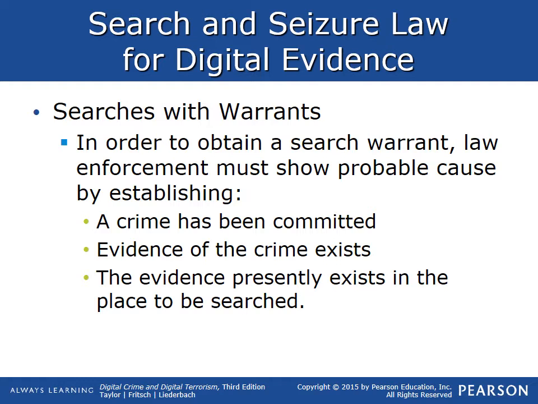Searches with warrants. In order to obtain a search warrant, law enforcement must show probable cause by establishing a crime has been committed, evidence of the crime exists, and the evidence presently exists in the place to be searched. You think about this, it only makes sense. I can't just walk up and say, I want to start searching someone's house for something because in the future they may commit a crime, or I have no idea that a crime has been committed.